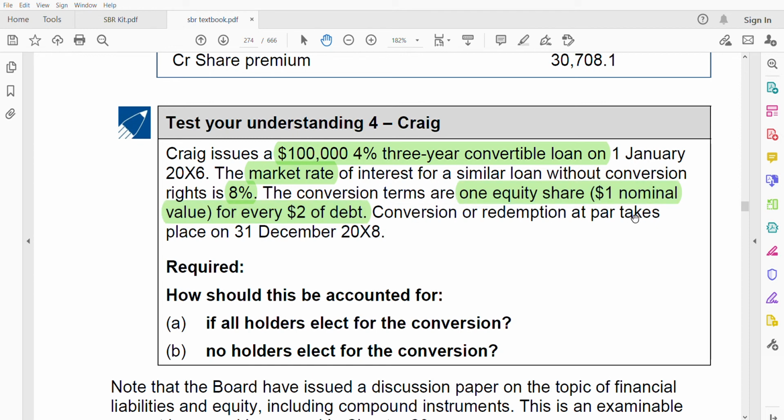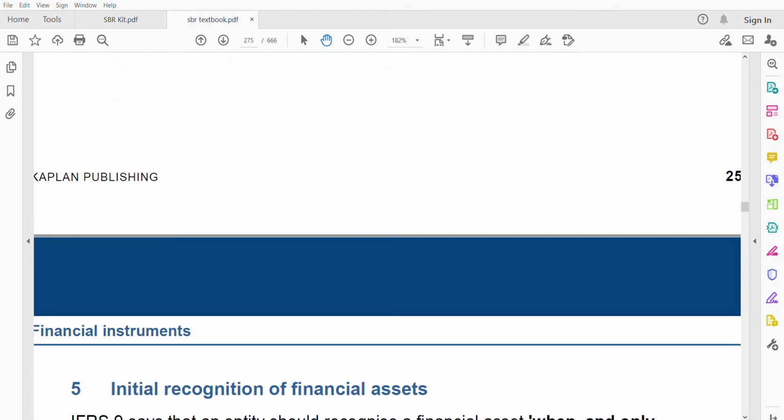Conversion or redemption at par takes place on 31st December 2008. That is after 3 years. How should this be accounted for if all the holders elect for the conversion, and if no holders elect for the conversion? Now we'll go through test understanding 4 to see this.